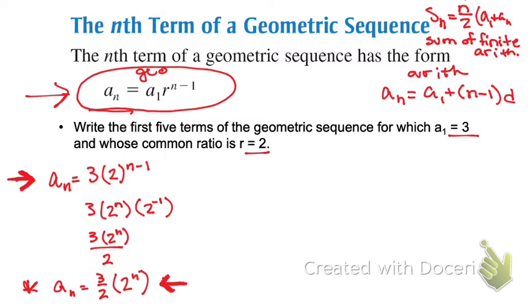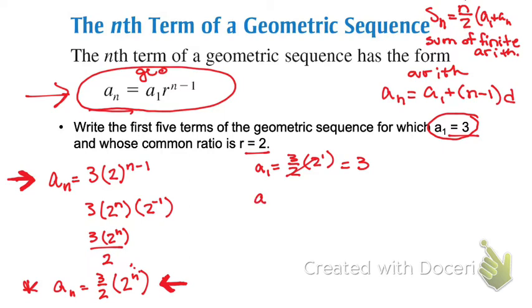Okay, so now I have to plug in 1, 2, 3, 4, 5. So a sub 1 equals, I want to plug it into this equation. So I have 3 halves times 2 to the first. Well, the 2's reduce, right? And I get 3. Is that what I should have gotten? Yes. Yeah, so that's a check, right?